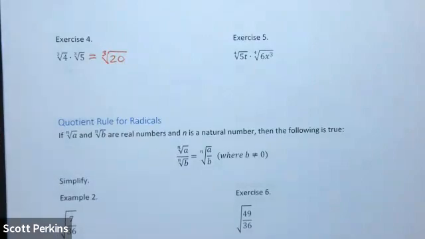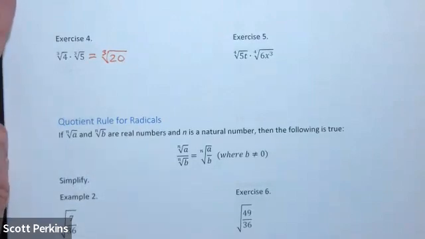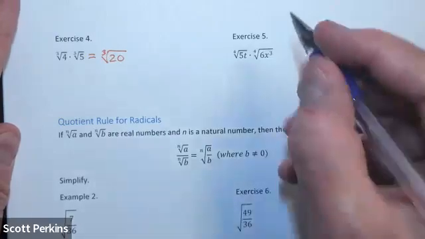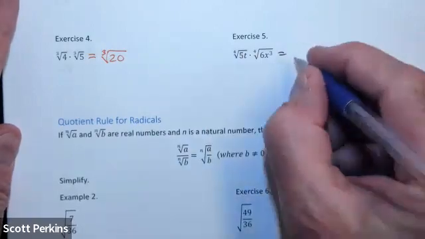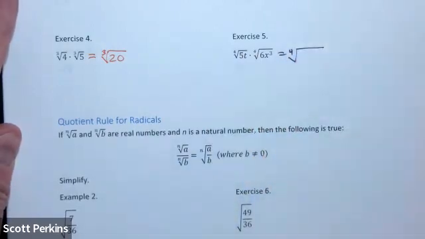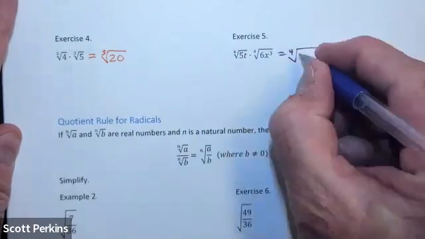Perfect. One more, exercise 5, same sort of thing. All right, and so again, nothing really different here. My index is the same on both radicals, so this is going to be the fourth root. And then under the radical, I've got 5 times 6 is 30.